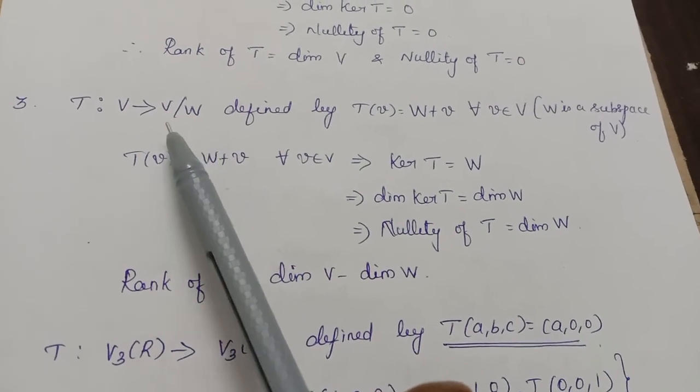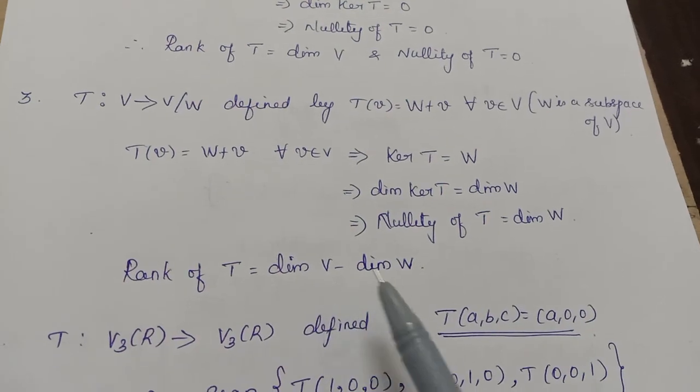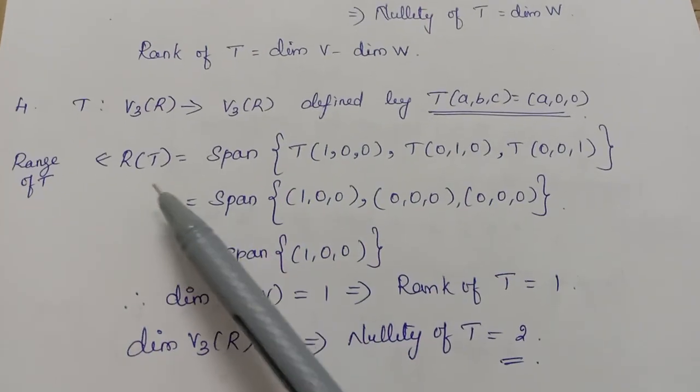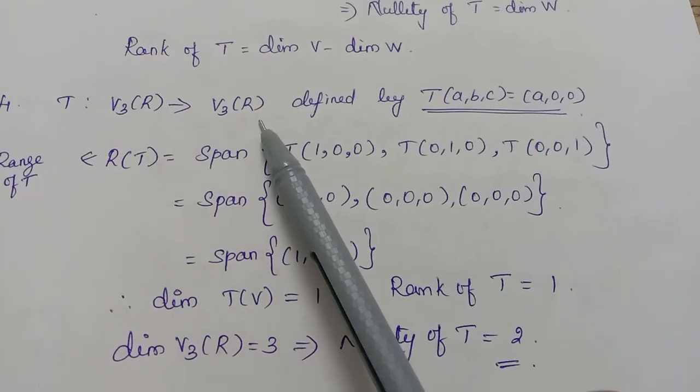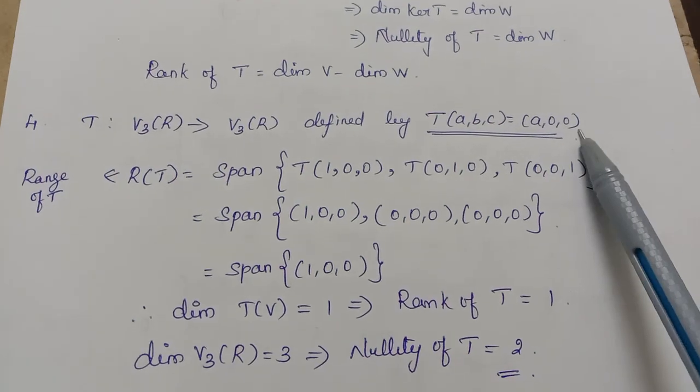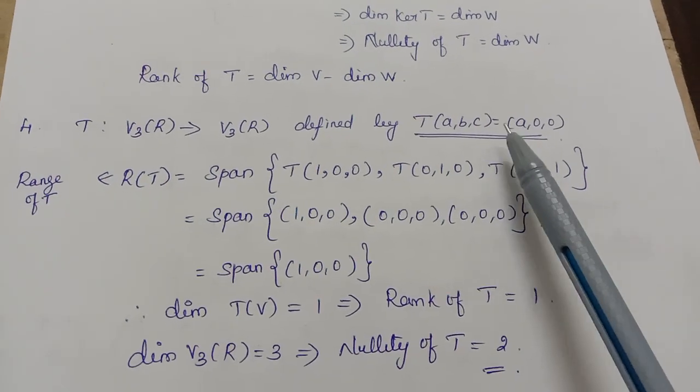W plus V. So, rank is nothing but dimension of V minus dimension of W. Okay, right. Then next problem, T from V3 of R to V3 of R defined by T of (a, b, c) equal to (a, 0, 0). Now I am going to do this problem in a different way.